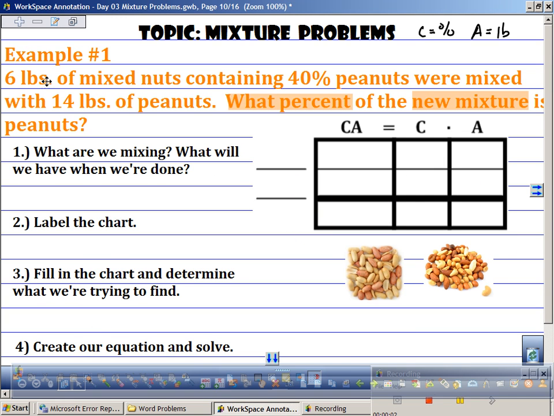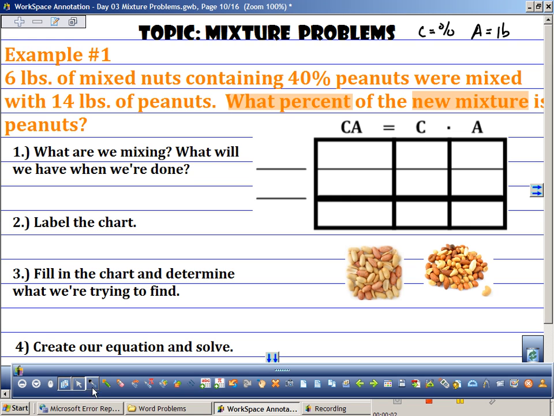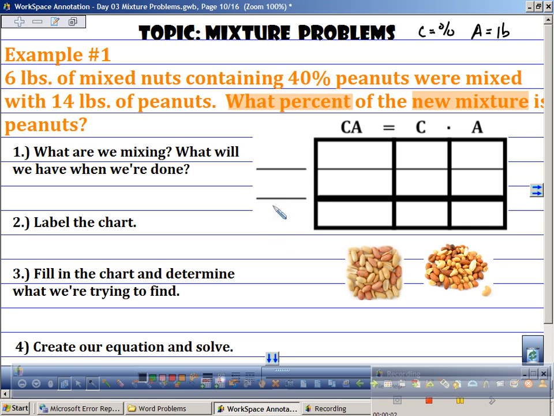Okay, so we're starting with 6 pounds of mixed nuts containing 40% peanuts mixed with 14 pounds of peanuts. What percent of the new mixture is peanuts? When they ask us what percent of the new mixture, what do you think the new mixture is going to be? Is it something that you're mixing, or something that you're getting after you mix? After you mix it. So this is going to be your new mixture.